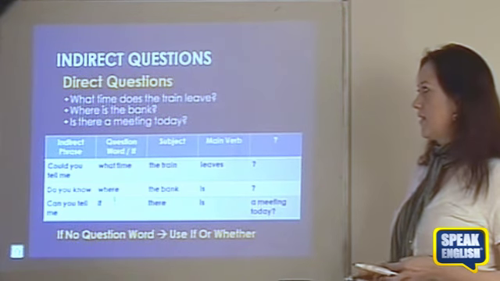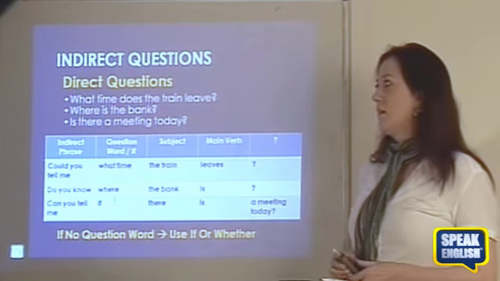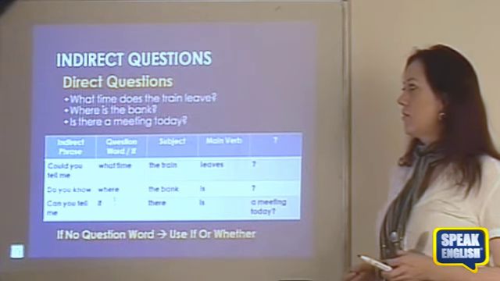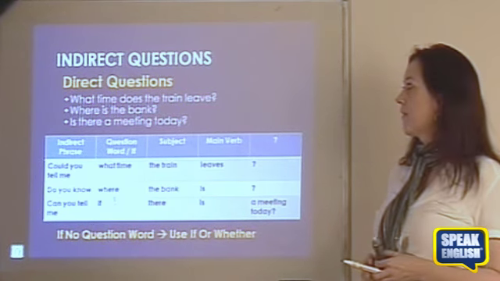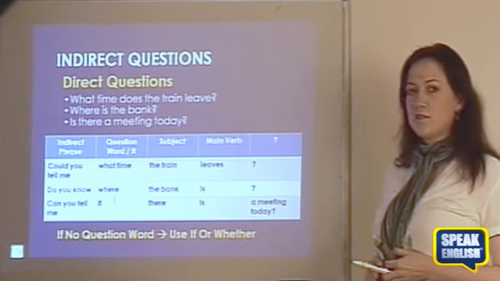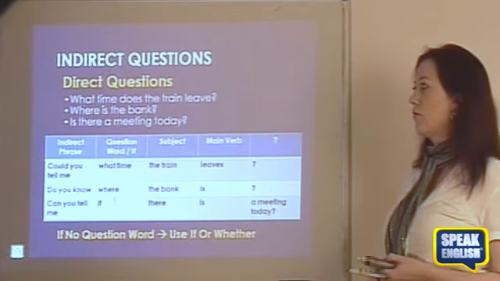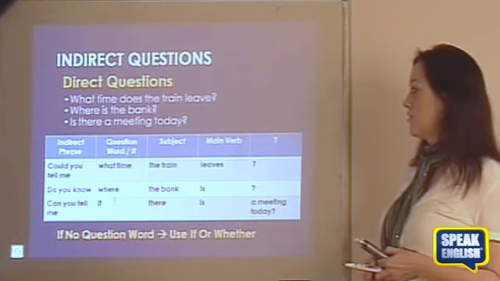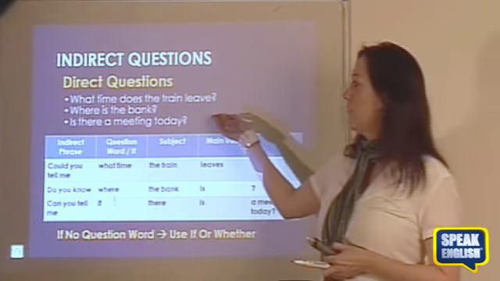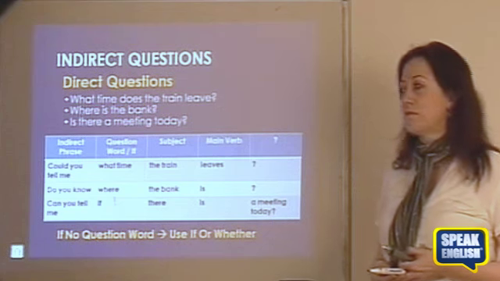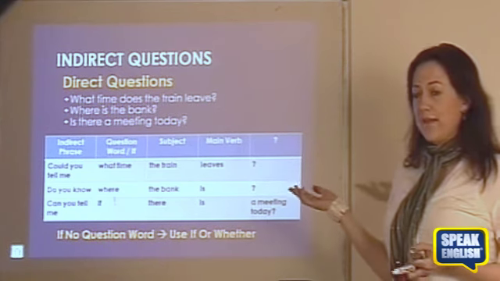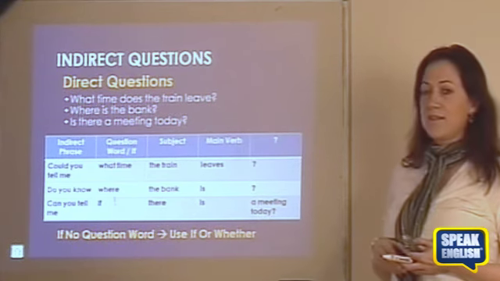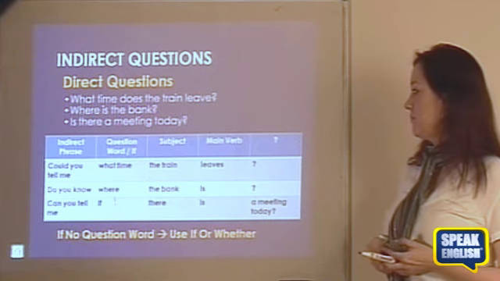Next we're going to take a look at indirect questions. Indirect questions are used for politeness. Usually when we are talking to someone we know, a friend or a family member, we use direct questions. This is normal. For example, what time does the train leave? Where is the bank? Is there a meeting today?